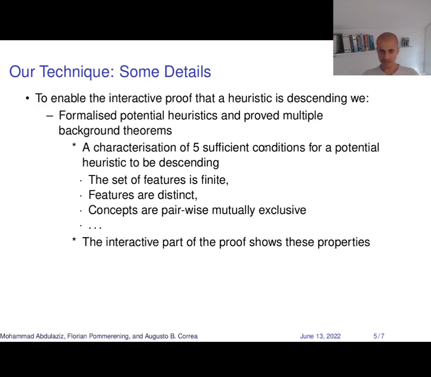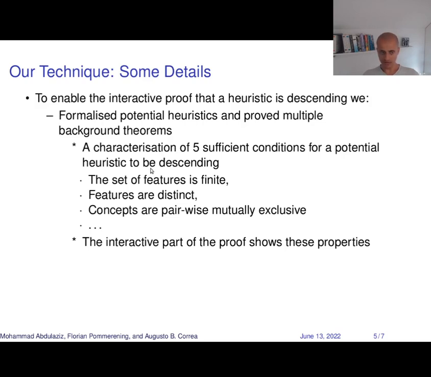So the first step is that we formalized the notion of potential heuristics and proved many general background theorems about them, which are of general interest beyond our current project. Within the context of our current project, the most interesting theorem we formalized and proved about potential heuristics is a theorem that characterizes sufficient conditions for a potential heuristic to be descending. And that theorem identifies 5 conditions, which we prove interactively for every domain and heuristic.